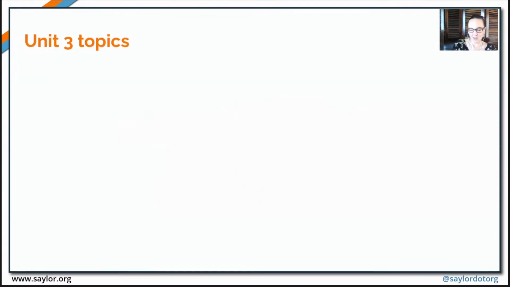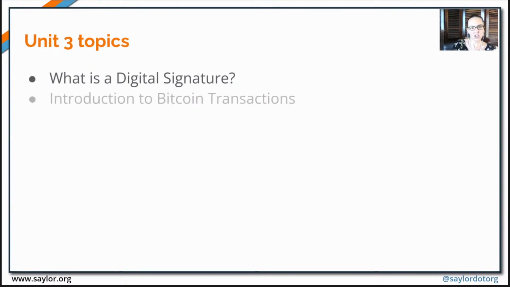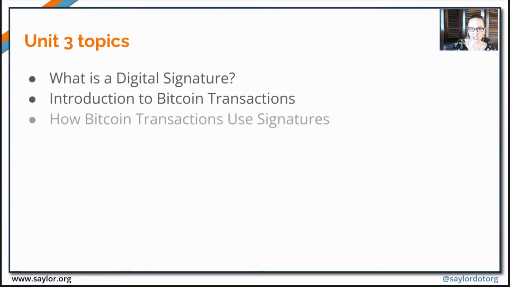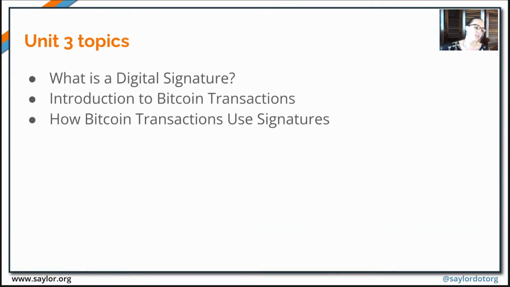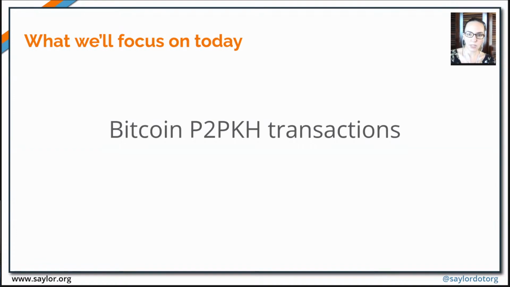Unit 3 covers what is a digital signature, an introduction to Bitcoin transactions, and how Bitcoin transactions use signatures. But what we'll focus on today is a bit more in depth on pay to public key hash transactions. And I think if we really dive into that and focus on walking through that here today, that will help us get an understanding of all of these topics that Unit 3 covers. And again, this is supplementary to Unit 3 of the course, so we're not going to cover everything that's in Unit 3, but here today we'll focus on pay to public key hash transactions.